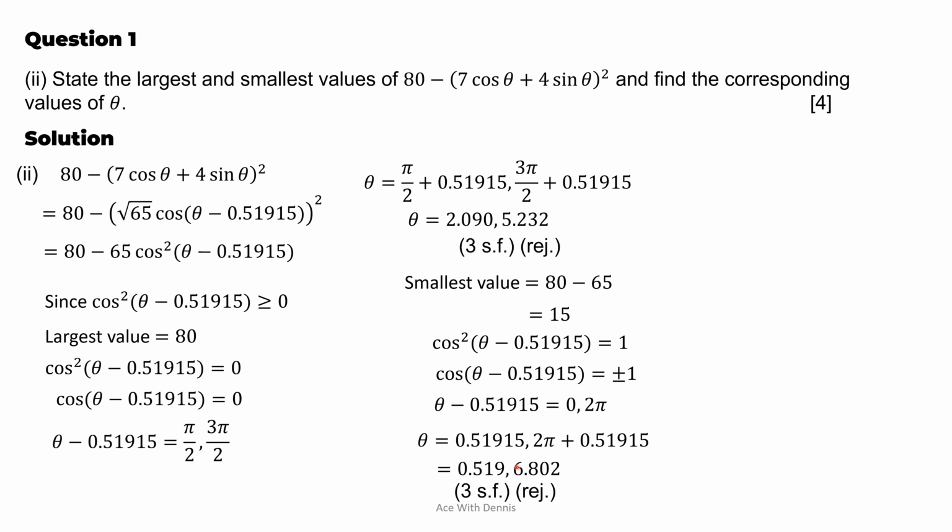And we have to reject the second angle because again it is out of the range, and for the first angle we leave the answer as 3 significant figures. So this is the answer for part 2.